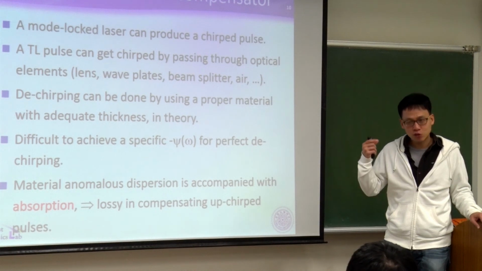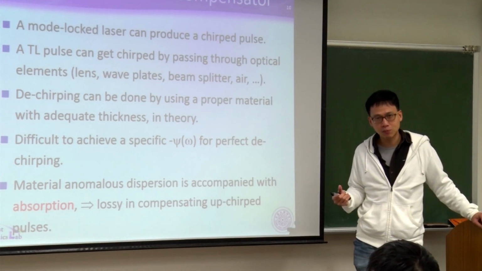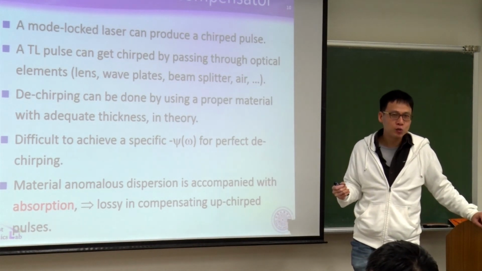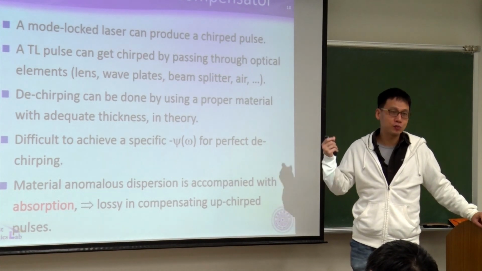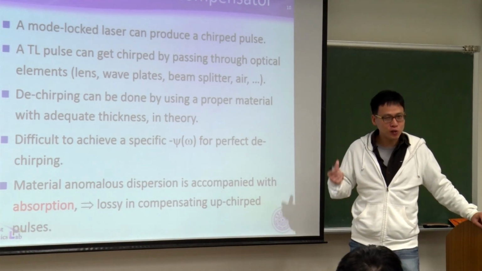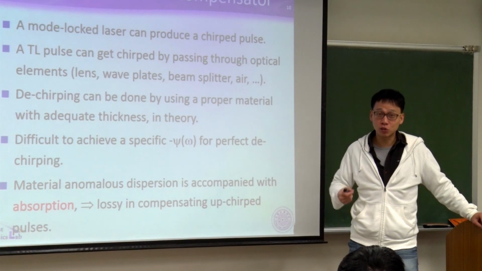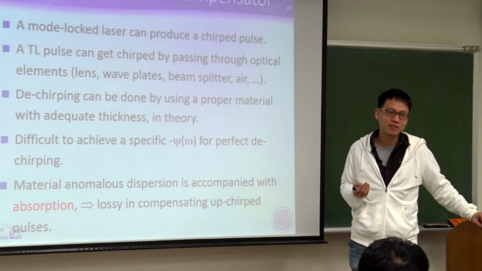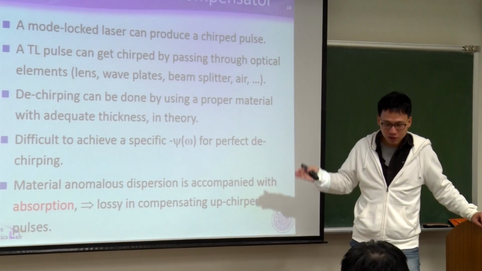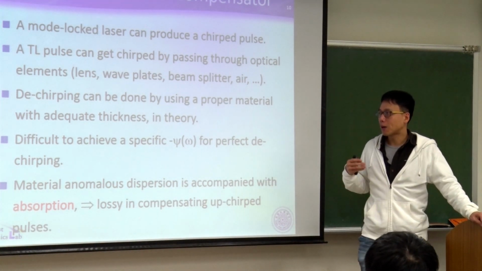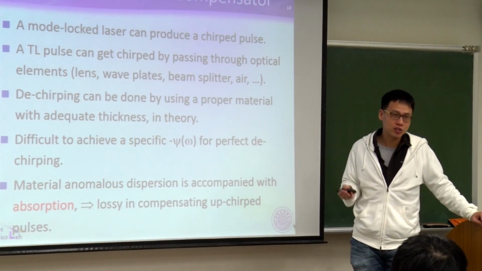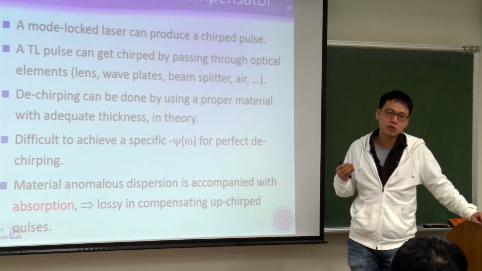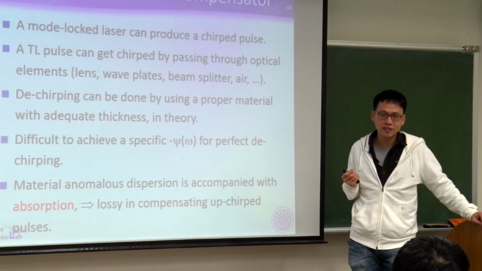But if you try to access anomalous dispersion, it's risky. You will run into the absorption region. So although you might compress your pulse, you will lose some power, which is undesirable. Okay. So it means we need some other architecture to build up a dispersion compensator instead of using material dispersion.